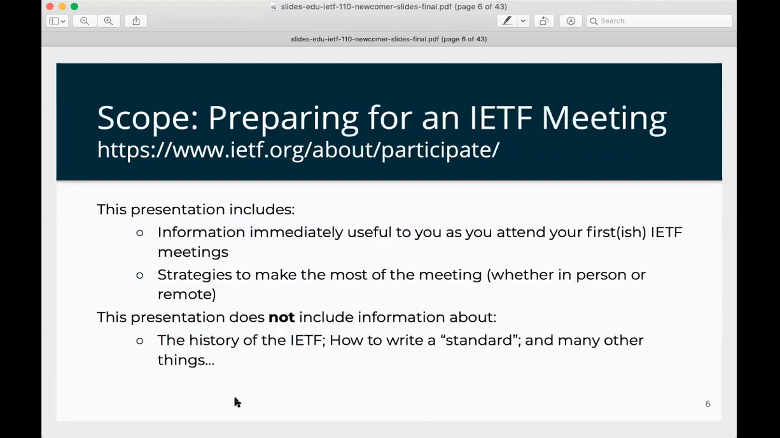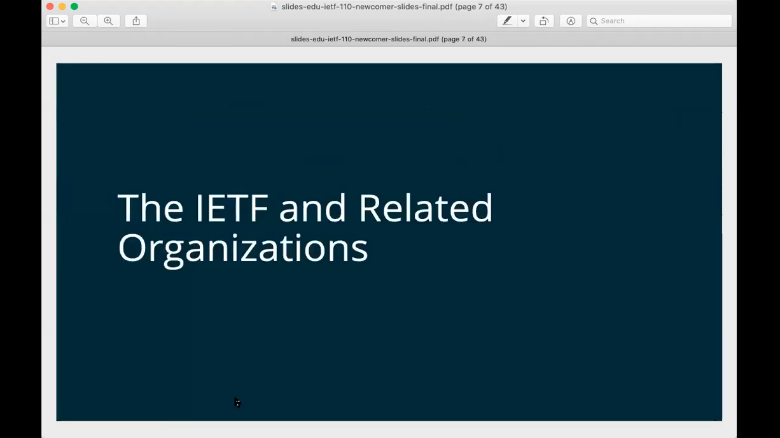So what's the scope of this meeting? This session, this webinar, is really about preparing for an IETF meeting. It includes how to help you get started and strategies on how to make the most of the meeting. It does not include the history of the IETF, how to write an RFC, how to get your work adopted into the IETF, or anything like that. It may have some hints about that kind of information, but this is really meant to be a how-to-make-the-most-of-a-meeting presentation.